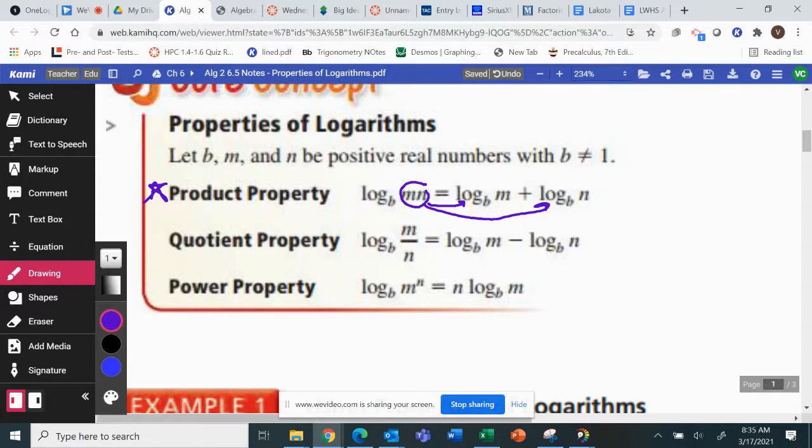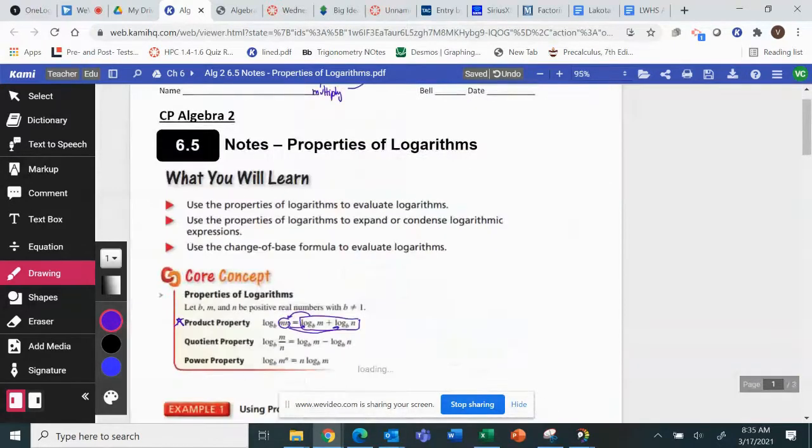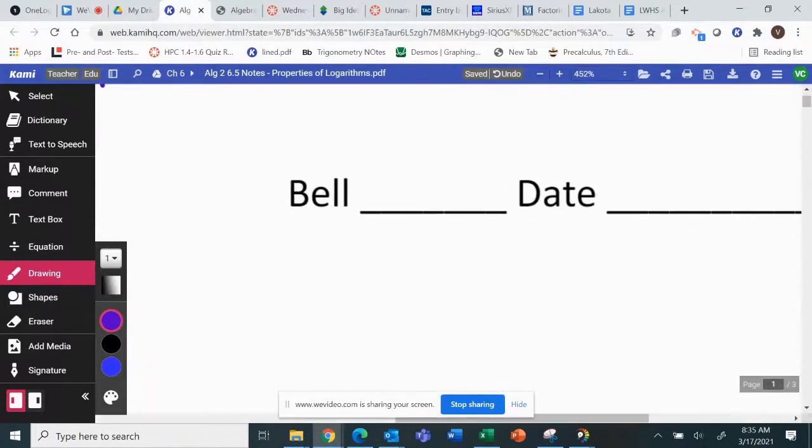It's a little bit backwards because here we're changing it to addition, but it looks like it's getting bigger, where the other one looks like it's getting smaller. It goes both directions. So if I start with the addition, I can combine that m and that n into one logarithm and make it a product. So that's the product property.